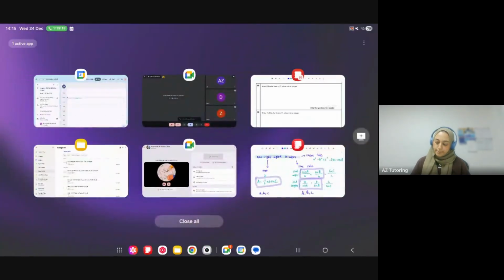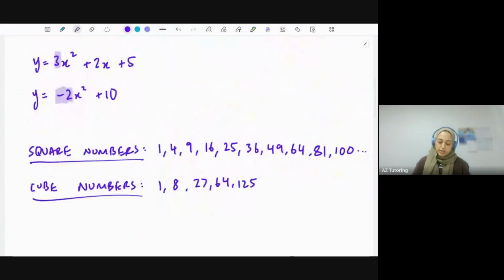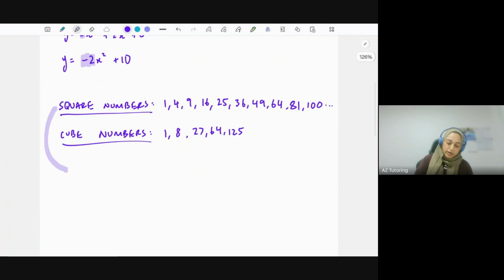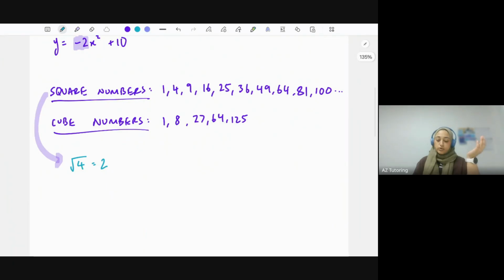Now, what is a surd? If we go back up here and we look at our square numbers, if we square root any of these square numbers, so let's say, for example, I square root 4, I get 2. You get plus or minus 2, but we'll just say you get 2. You get an integer. Remember, integer is a whole number.